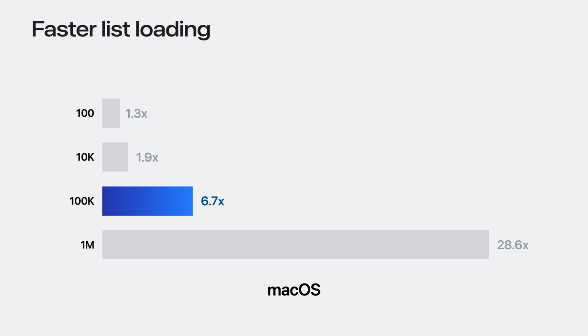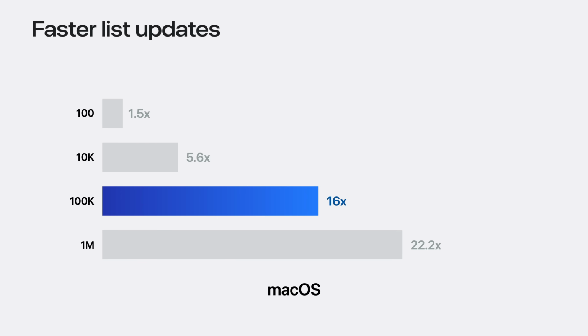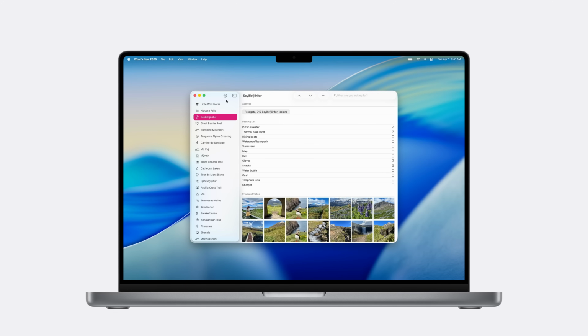I'm particularly excited about the improvements to lists on macOS. On macOS, lists of over 100,000 items now load 6 times faster. And these lists update up to 16 times faster. Larger lists have even bigger performance gains. And there are improvements to all platforms. This improves the experience for people using our trip planning app, whether they're viewing their trips, filtering them, or updating existing ones.